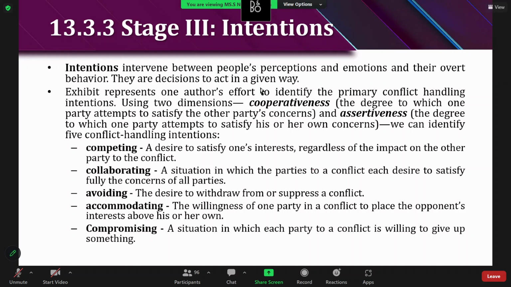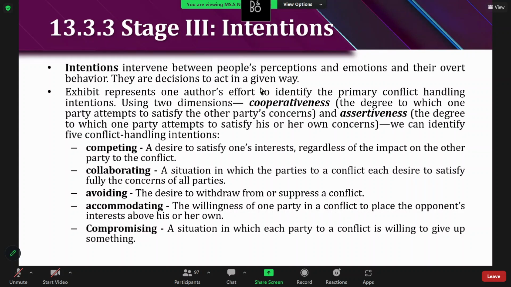So intention intervenes between the people's perception and emotion and their overt behavior. So this will be a mediator between the people's emotion and their behavior. Even before they start to explicitly show their actual behavior, they will be developing some intention. That is what the intention plays. So it's like a mediator between the feelings and the actual behavior. It is the decision to act in a given way. So here the people will be making a certain decision: okay, I'm going to act in this particular way.